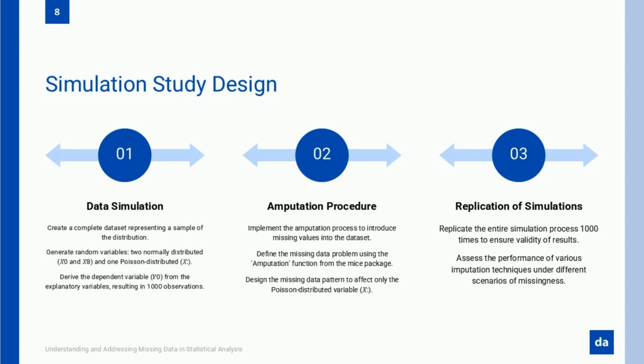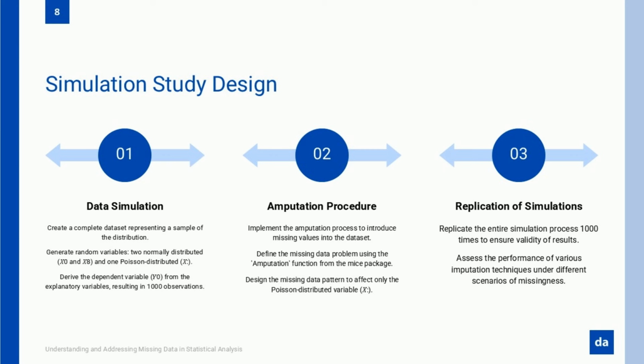Understanding the impact of missing data and the effectiveness of imputation methods requires a systematic approach. That's where a simulation study design comes into play. Think of this as creating a controlled experiment in a data lab. Every variable is planned, every step is intentional, and the goal is to simulate real-world missing data scenarios to evaluate how well different imputation methods perform.